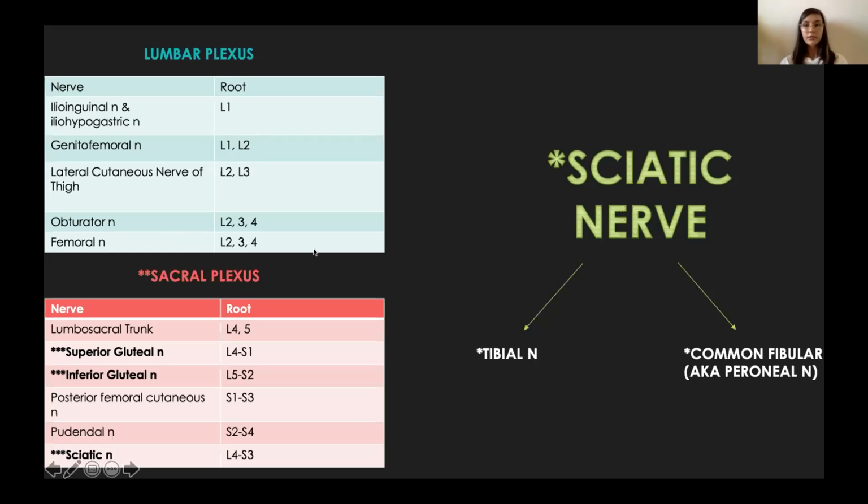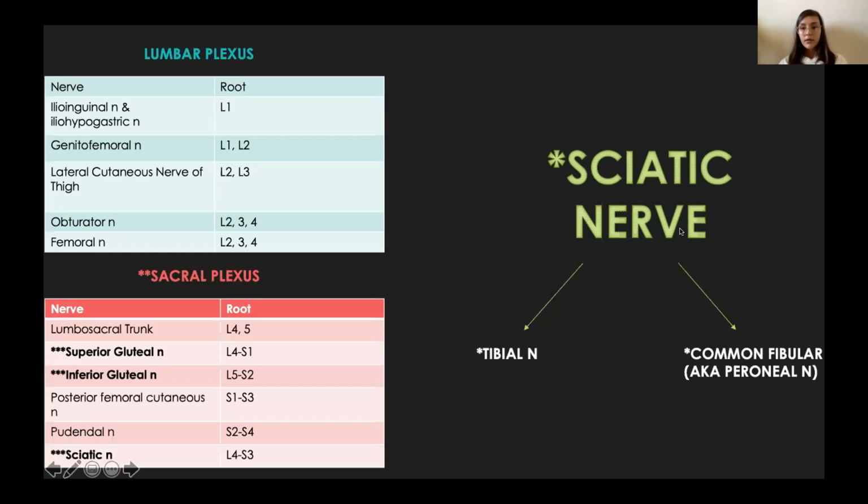But what we're more concerned with in this region is the sacral plexus. So we have our lumbosacral trunk, superior and inferior gluteal nerves, posterior femoral cutaneous nerve, pudendal nerve, and then sciatic. And I've put stars next to the ones that are specifically related to our gluteal muscles and our posterior thigh hamstring muscles. So the sciatic nerve is going to be a big one, branching into our main tibial nerve and common fibular nerve, which can also be called peroneal.